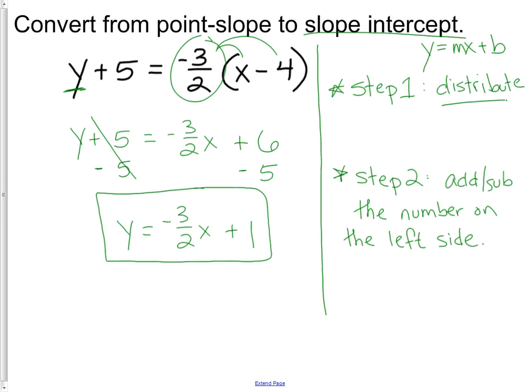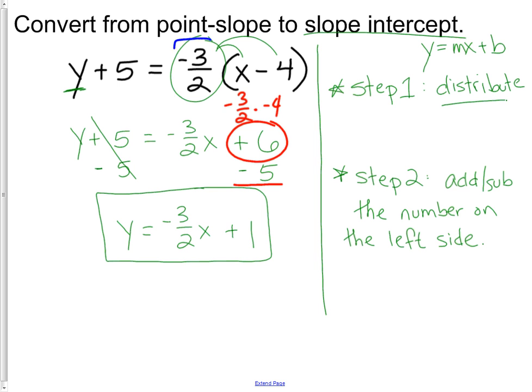So once again, we start by distributing. Keep in mind that this positive 6 came from negative 3/2 times negative 4. Step 2, we add or subtract the number on the left side. In this case, we have plus 5 on the left, so we subtract it. We always do the opposite. Subtract it from both sides. Positive 6 minus 5 gives us a positive 1, leaving us with y equals negative 3/2 x plus 1.